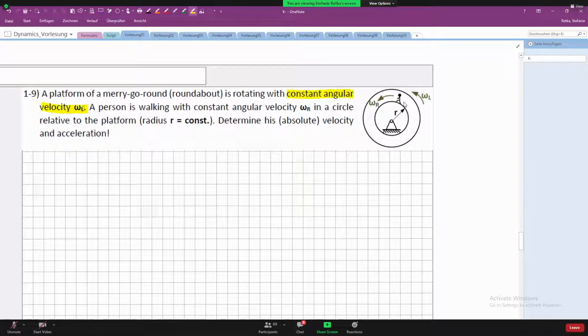And then there's a person walking on this platform with constant angular velocity, omega R, in a circle relative to the platform, radius is given and constant. And we have to find the absolute velocity and acceleration of this person.